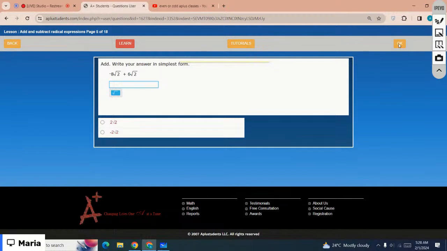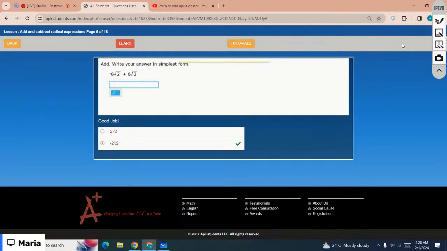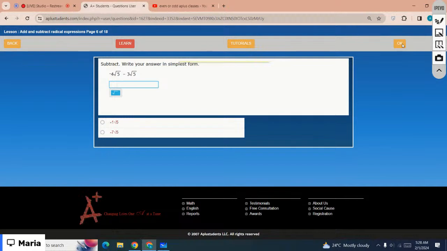Yes, that's negative 2 square root 2. Option number 2 is the correct option. The next one is subtract negative 4 square root 5 minus 3 square root 5, which is the correct option.